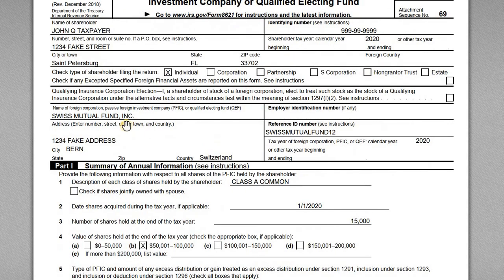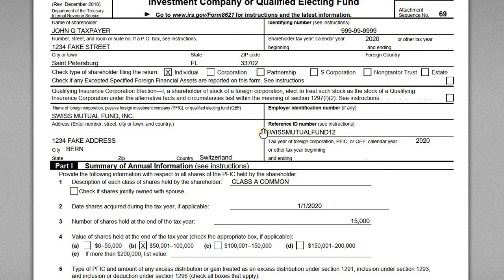And then enters the name of the foreign corporation. Again, this is a fake example here. So we have Swiss Mutual Fund, Inc. That's going to be the foreign corporate entity. The address of the company, reference ID number. You enter this basically using whatever methodology you want.